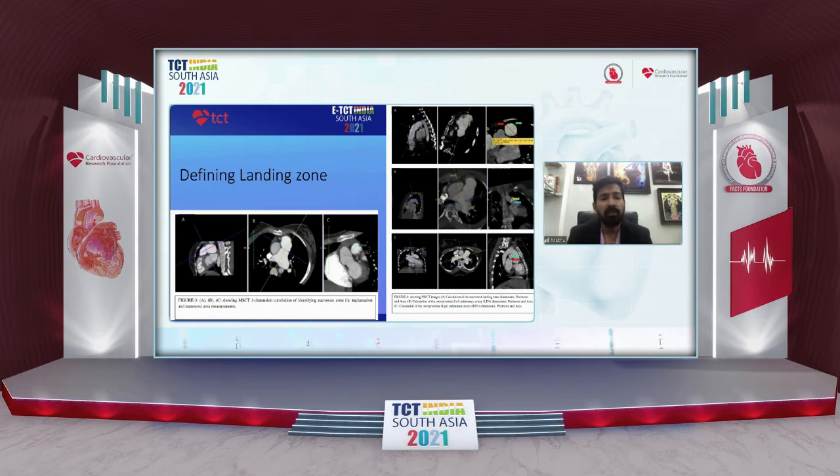So landing zone definition is basically looking at the narrowest point where we can deploy the valve. You can see here, we look at the systolic frame of the multi-slice CT, look at the narrowest diameter, and plan it up. If the diameter is less than 31, we can go for implantation.